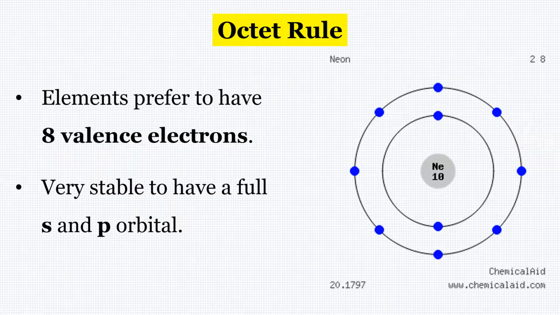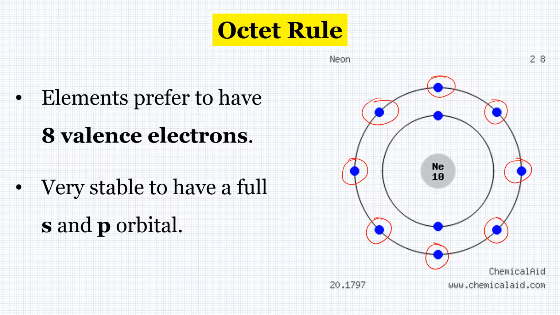Let's start by reviewing the octet rule. The octet rule simply states that elements prefer to have 8 valence electrons. When we talk about valence electrons, we're referring to the electrons that are in this outer shell. So let me go ahead and circle those. When we have a full outer shell, we say that atom is very stable because the s and the p orbitals are completely full.